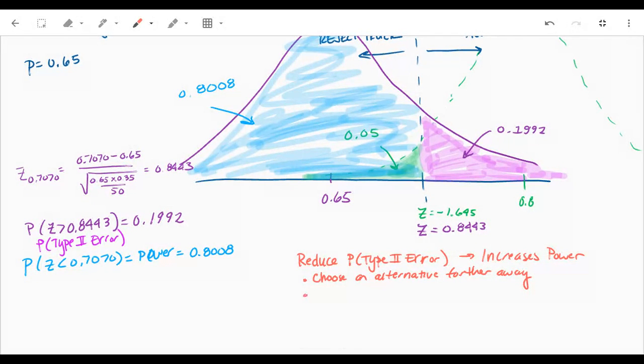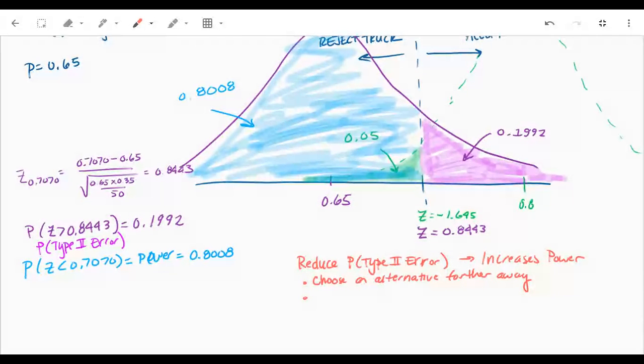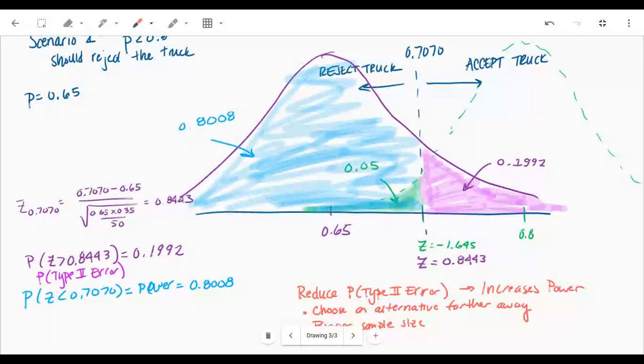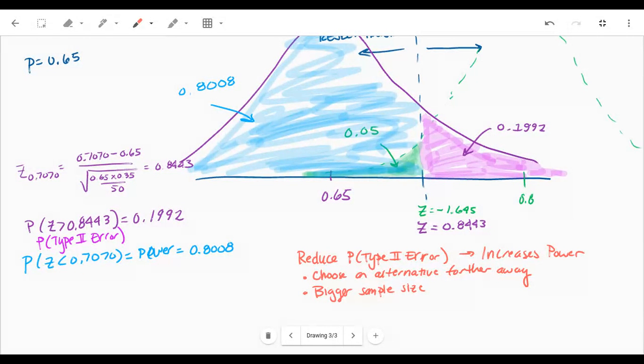We can also get that area smaller by having a bigger sample size. Because if our sample size is bigger, that gives us less variability on our normal curve. It shifts the peak up and the tails in. If you choose the alternative farther away, it's basically the same size, but just shifted down. But if I do a bigger sample size, the peak gets bigger, the tails get smaller, so that purple area gets smaller and the blue area gets bigger. That should make sense, right? We always know bigger sample sizes are always better.